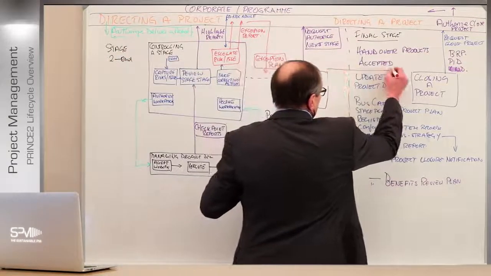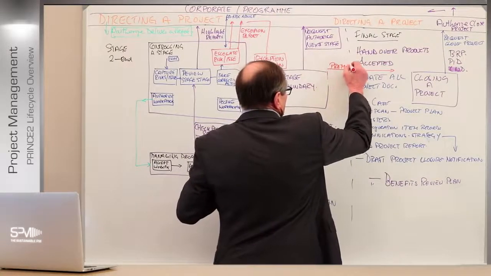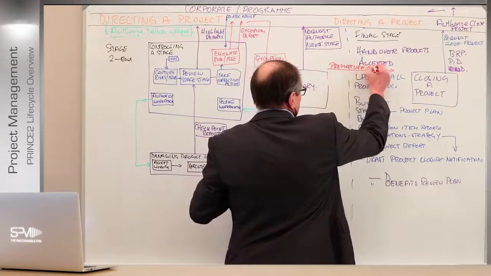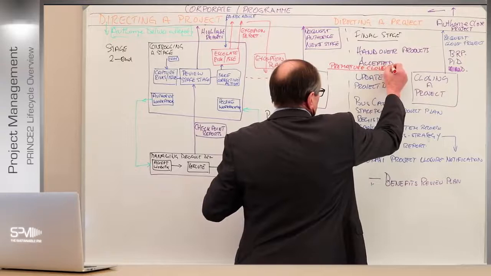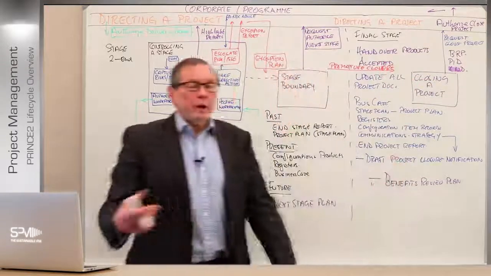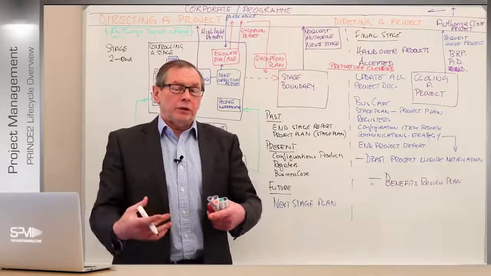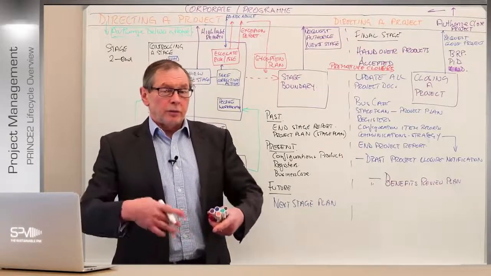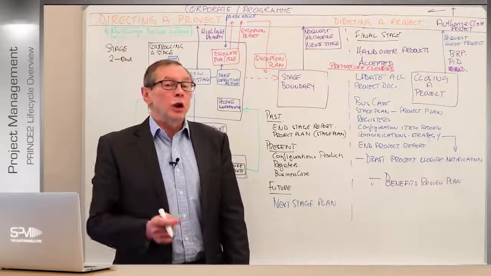So I'm going to put a big red line here and say premature closure. So now we're automatically at closing a project. So I'm going to write some stuff up in red. This represents the different documents and approaches and activities we need to have from a premature closure point of view.